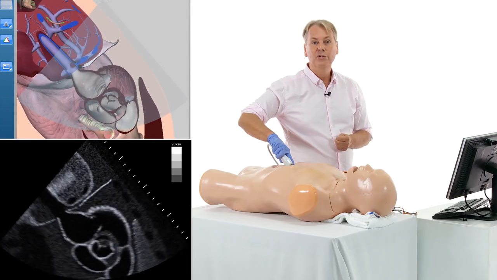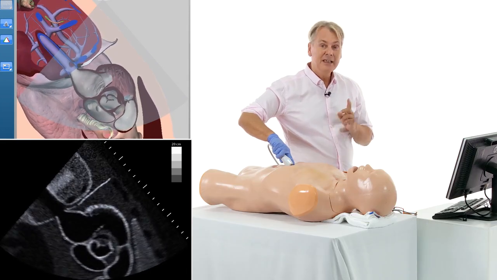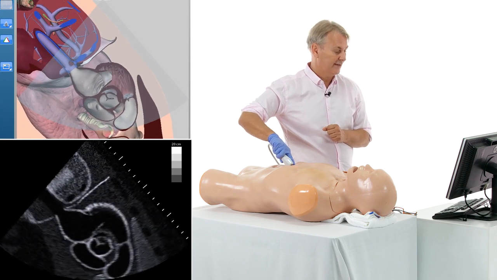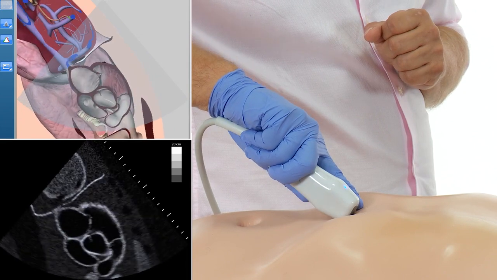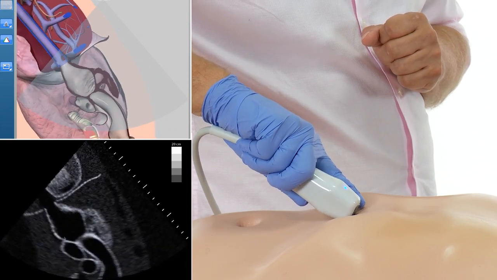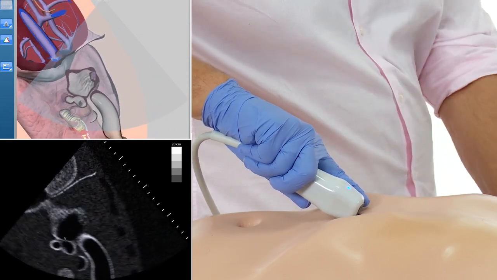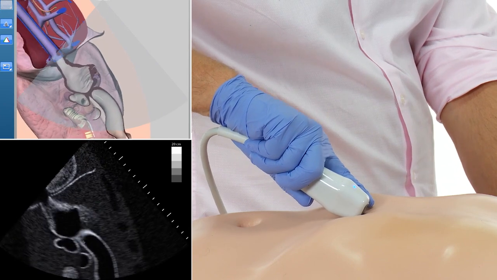Now, for those who want to become experts, there's even a way that you can see the SVC. You need to just tilt and turn the transducer a little bit and just follow the IVC, and the continuation of the IVC is actually SVC, which can be seen right here.